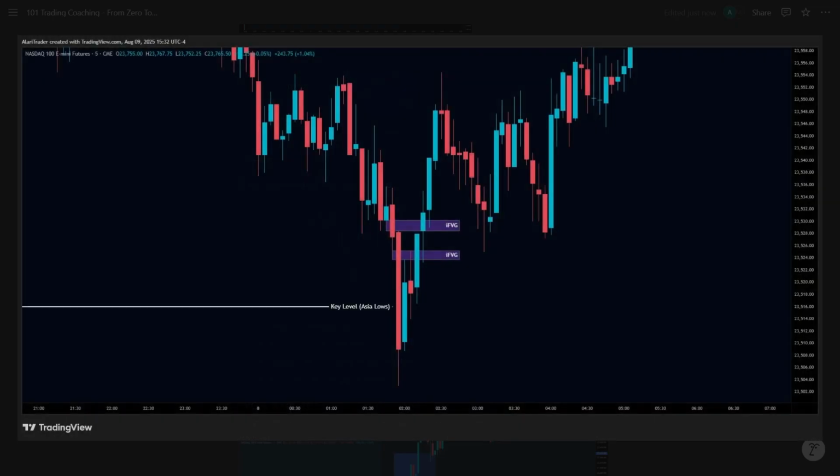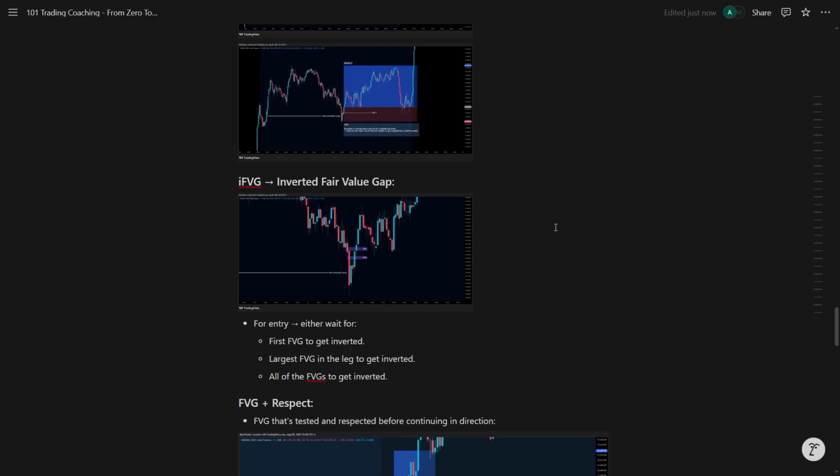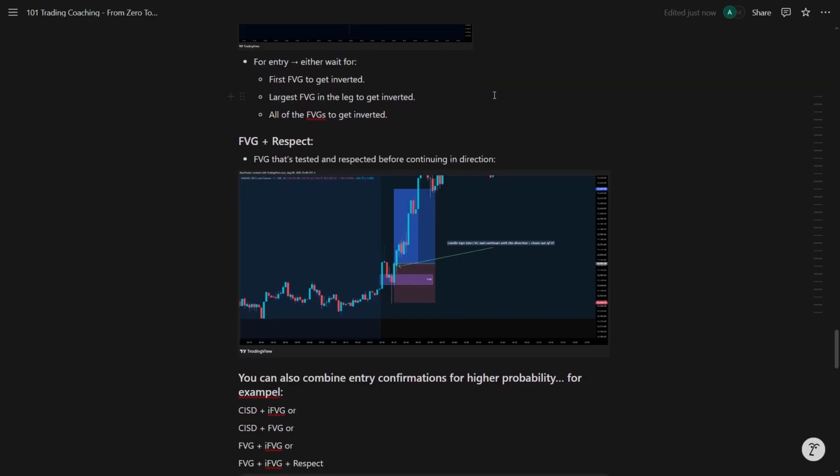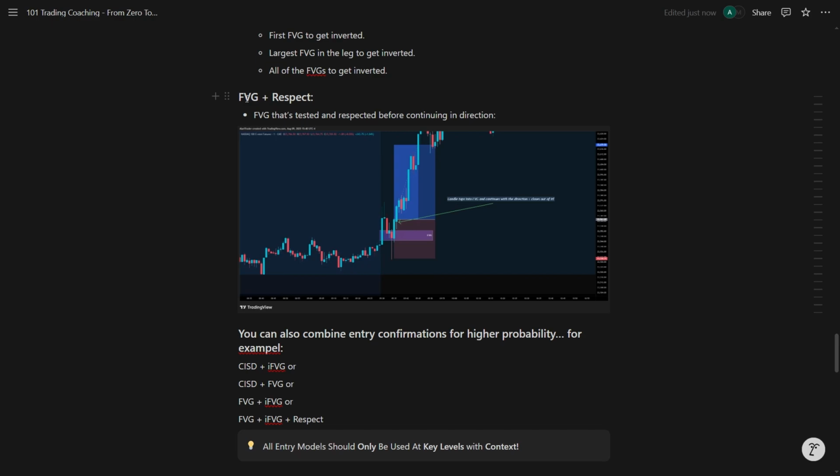You understand? Because maybe in this leg you would have 3 fair value gaps. Instead of waiting for all of them to close, you just wait for the largest one. And again, this is something you can play around with and try, see what works, what doesn't, etc. Now for the last entry model, we have fair value gap plus respect.